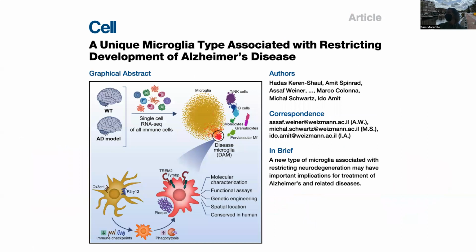But this one is a famous one in my field. It was an early single cell study from 2017, and they were studying Alzheimer's disease using a mouse model. They have wild type mice and the mouse model, and they did single cell RNA-seq of the immune cells of the brain. So mostly microglia, but also regular T cells, B cells, monocytes, and so on. And using pseudotime analysis, they found a previously uncharacterized type of cell.